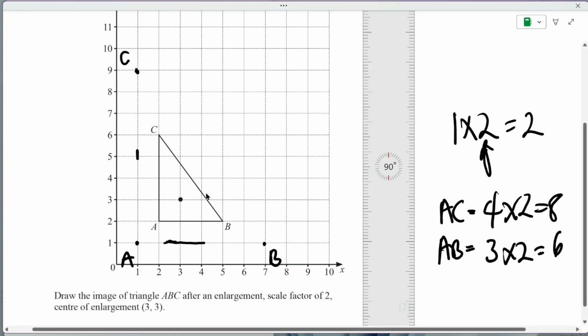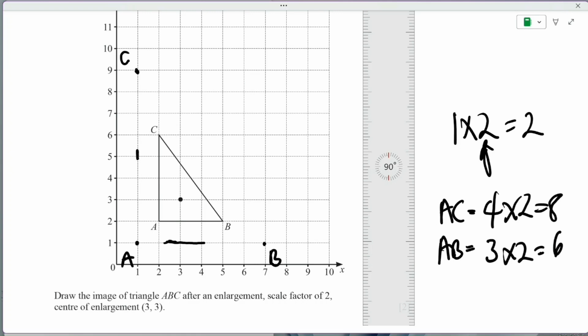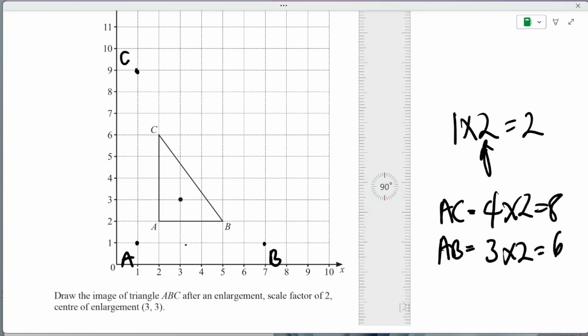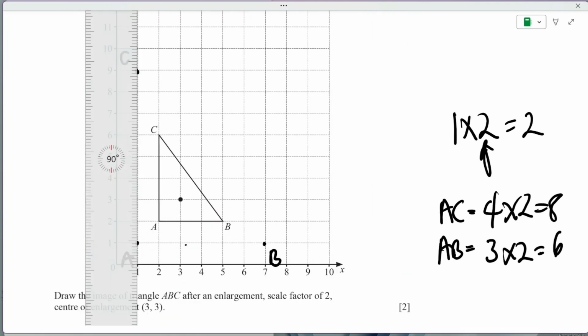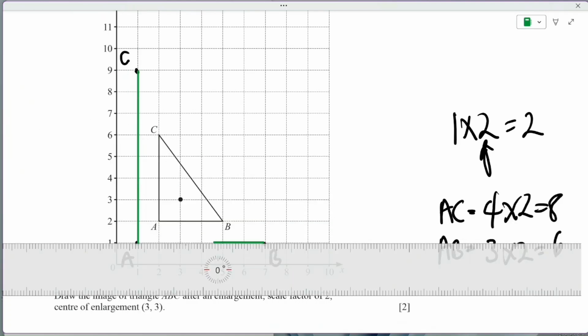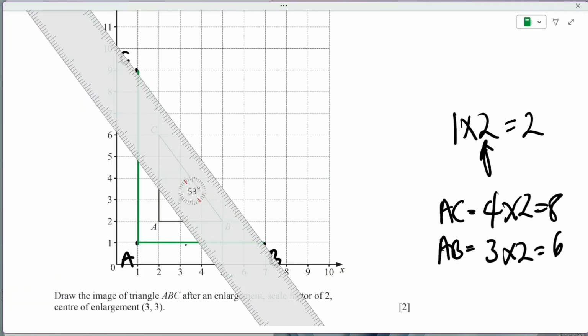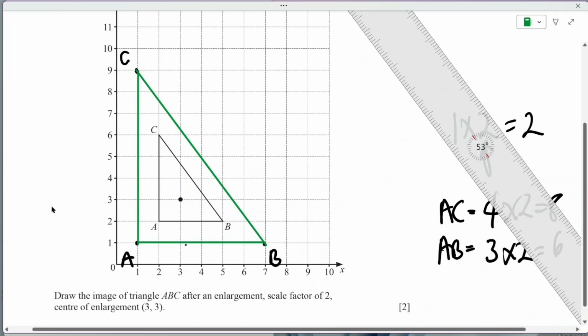For BC, which is the slanting straight line, you can just join B and C together. You can now erase this and erase this. Then take the ruler and join the points. First, we join AC, that's the vertical line. Then we join AB, the horizontal line. Then we can finally join CB. Now we see that we have our enlarged triangle, that is the green triangle. Hope you understand.